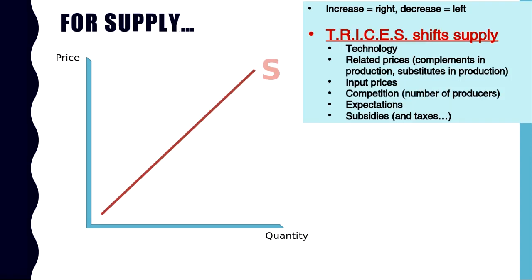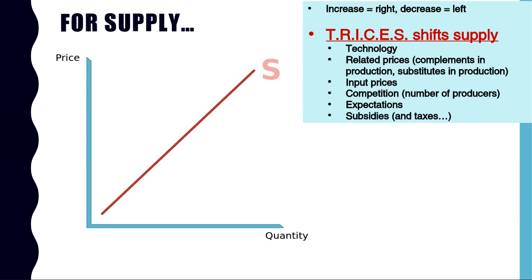So supply is different. I think demand is really easy for kids because you are demanders. You buy things all the time, right? You go out and you buy a lunch. You buy a gallon of gas for your car. You are consumers all the time. Supply is a little bit harder because you have to think like a business. So you have to think about, how does a business make a decision? Okay, so supply is going to act differently.